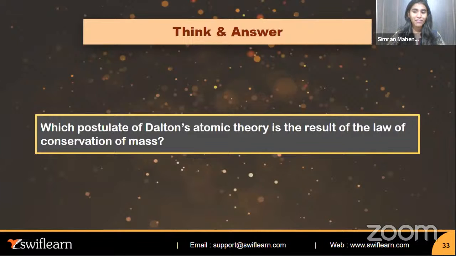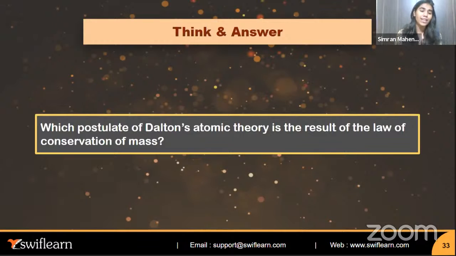Now let us see if the concept is really clear. Before we get into checking it, once again we recall what matter is. Matter is anything that has mass and occupies space. Then we learned two laws of chemical combination, which were stated by Antoine L. Lavoisier: the law of constant proportion and the law of conservation of mass. Then we learned about Dalton's atomic theory, the different postulates that Dalton came up with from all these experiments. So now let us check if you've really gotten the concept clear.